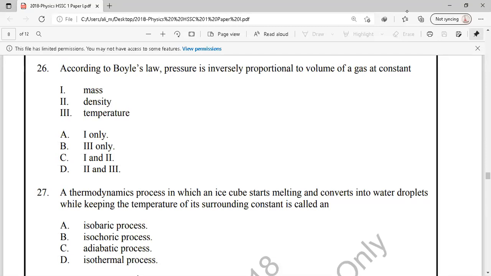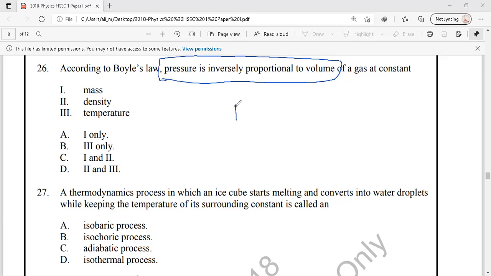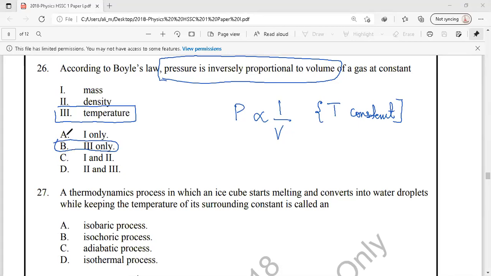Let's see question number 26. According to Boyle's law, pressure is inversely proportional to the volume of a gas. So Boyle's law के according pressure और volume आपस में inversely proportional होते हैं, but with a condition that the temperature of the gas remains constant. अगर temperature constant है तो pressure and volume are inversely proportional to each other. So the correct answer is option B, that is 3 only.